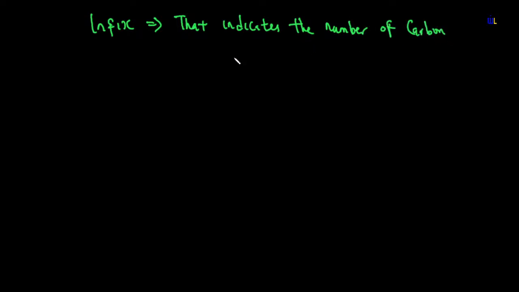We've talked about the prefix, and I said that the prefix basically represents every substituent attached to the parent chain. Next part of the organic name is the infix. Now, this infix is very important because it is actually the part of the parent's name. The infix is simply described as the part of the organic name that indicates the number of carbon atoms in the parent chain.